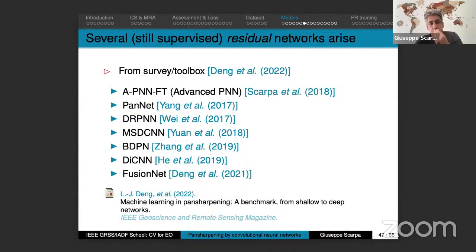Indeed, starting from 2017, many CNN pan-sharpening models appeared, including our advanced version of PNN. These models are now collected in a single toolbox made available to the community, whose related paper is given at the bottom of this slide. All these subsequent solutions present a distinctive feature, which is the use of residual learning, and all leverage a reduced resolution training framework. So they are supervised models. Let's then quickly review these models.